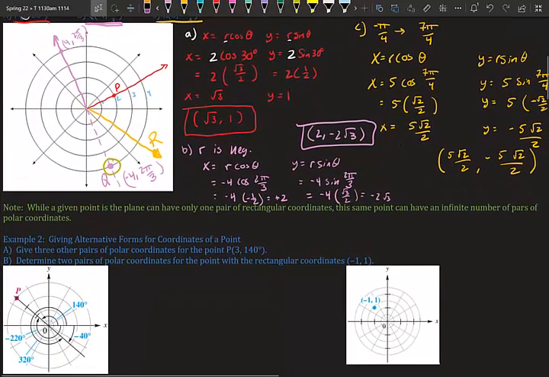Alright, so while a given point in the plane can have only one pair of rectangular coordinates, this same point can have an infinite number of pairs of polar coordinates. Because with polar coordinates, remember, if you have 30 degrees, you also have plus another 360, plus another 360, because you can just keep going around your circle forever. So you can have 30 degrees, 390, or 750. You can have an infinite amount of polar coordinates because you can just keep going around the unit circle forever and ever.